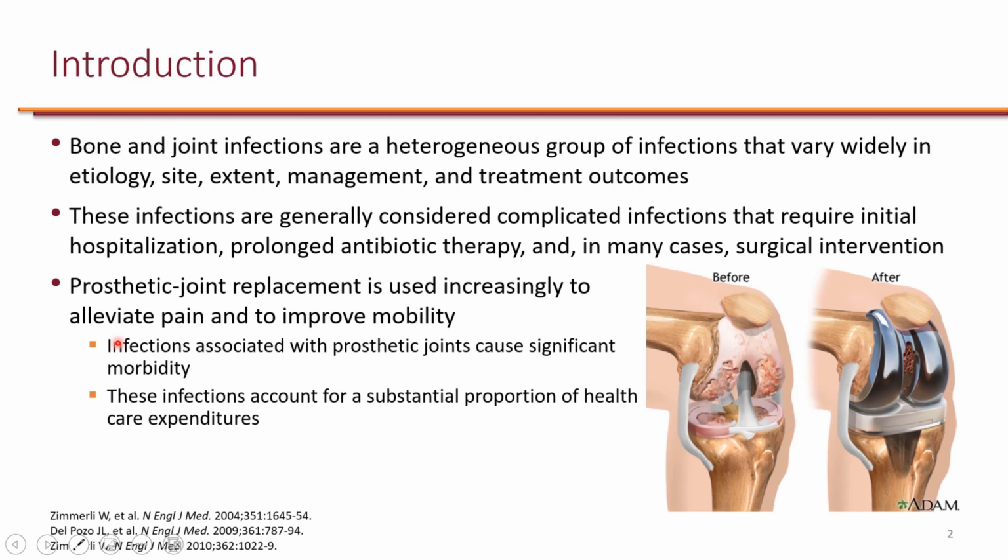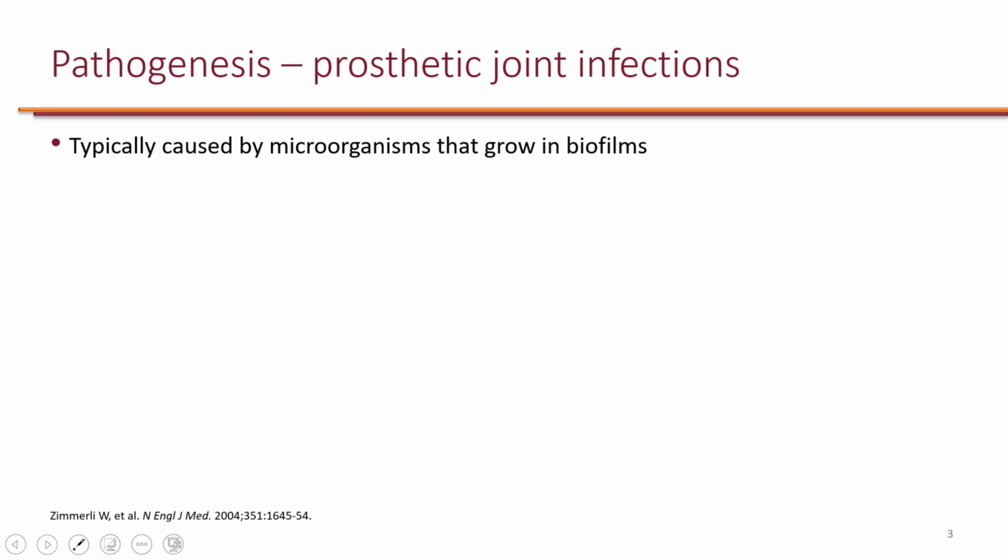Nowadays, prosthetic joint replacement is used frequently to alleviate pain and of course to improve mobility. Unfortunately, these prosthetic devices can get infected, which can lead to significant morbidity. Prosthetic joint infections are often difficult to treat because the offending bacteria, often Staphylococcus species, form biofilm.